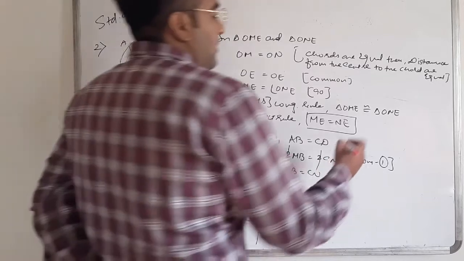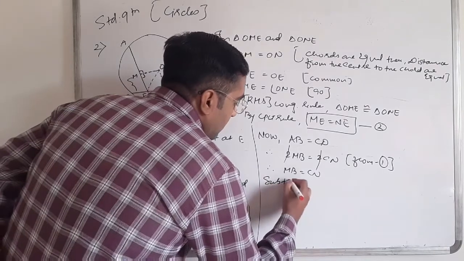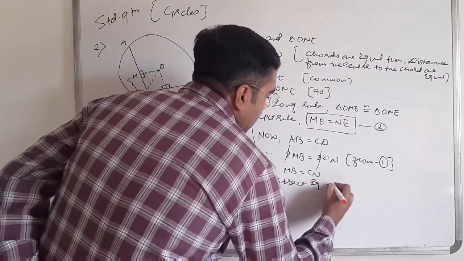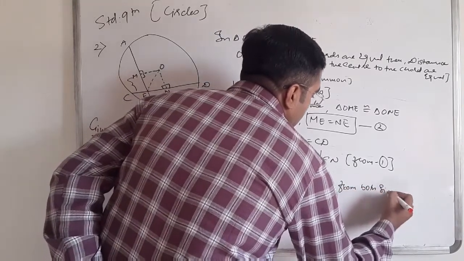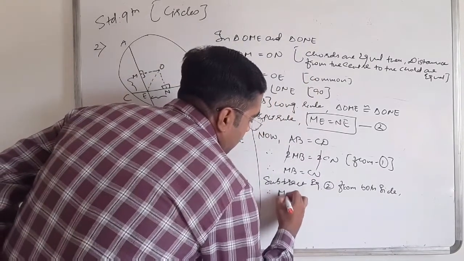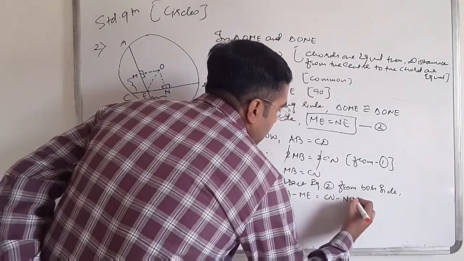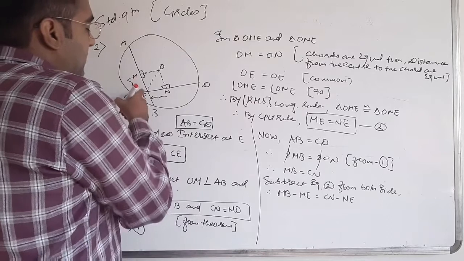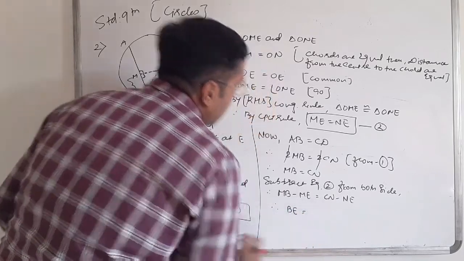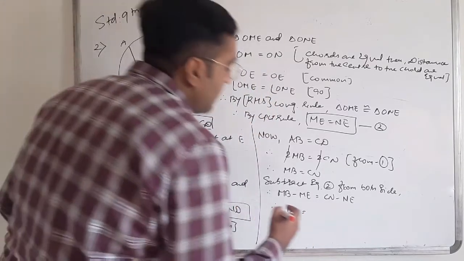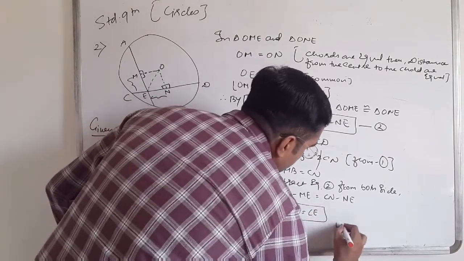Now this is my equation 2 and I'll subtract equation 2 from both sides. So therefore MB minus ME is equal to CN minus NE, okay. MB minus ME, that is BE, therefore BE is equal to CN minus NE, that is CE. Clear that? Hence proved.